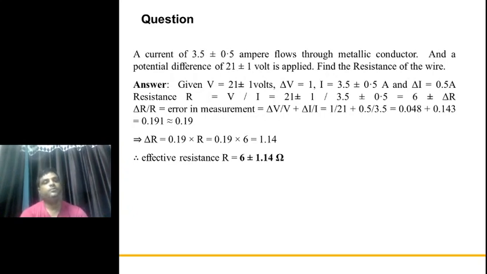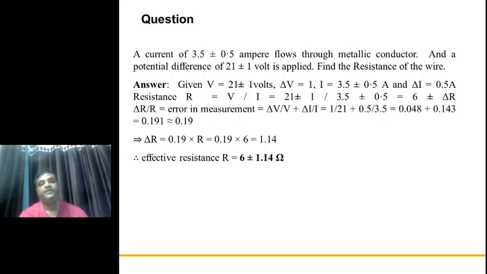Then again we have moved to the next question. In this question, a current of 3.5 plus minus 0.5 ampere flows through a metallic conductor and a potential difference of 21 plus minus 1 volt is applied. Find the resistance of the wire. So the answer: given V equal to 21 plus minus 1 volt.